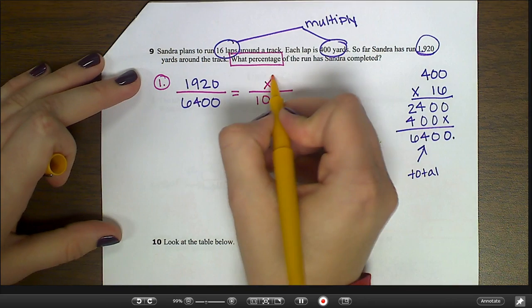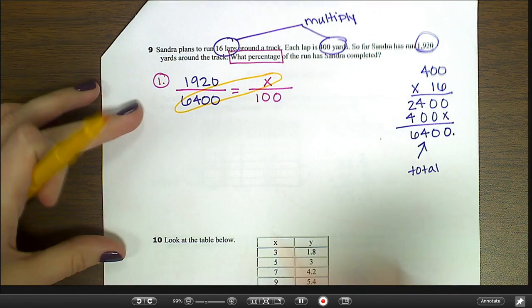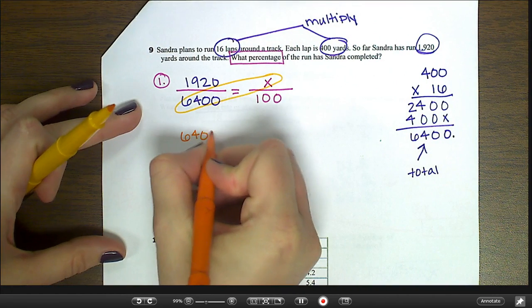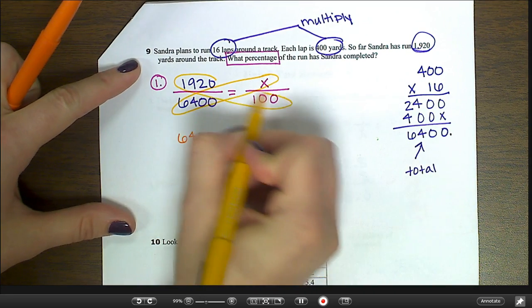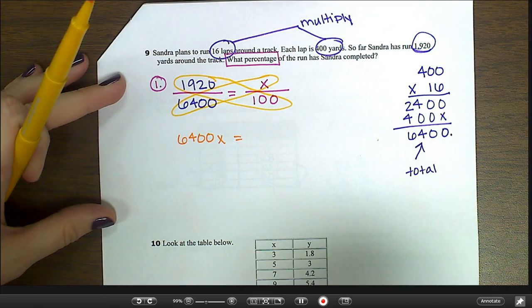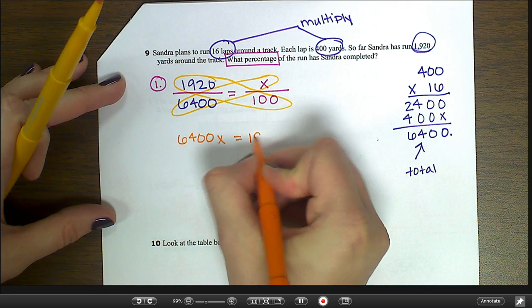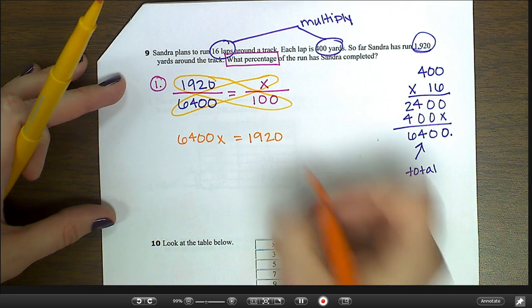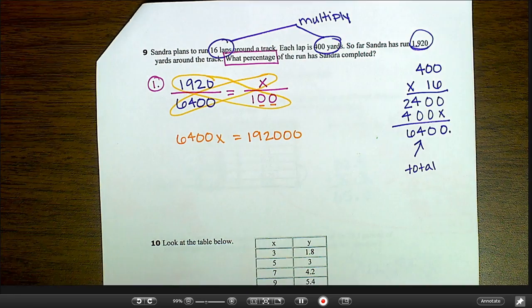So let's do step 2. This is going to be 6,400x equals, when I multiply by 100, I can just move the decimal to the right 2 times. Or if it's a whole number, add 2 zeros. So 1920 is my number, and then I'm going to add 2 zeros for the 100.